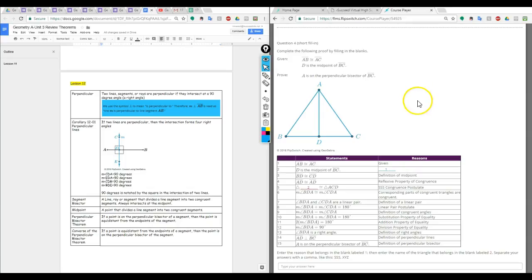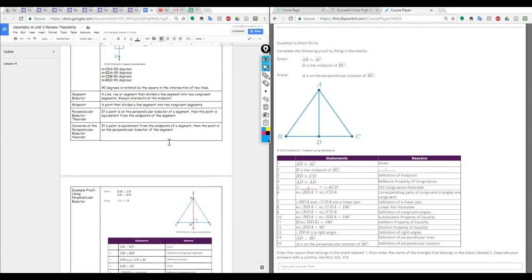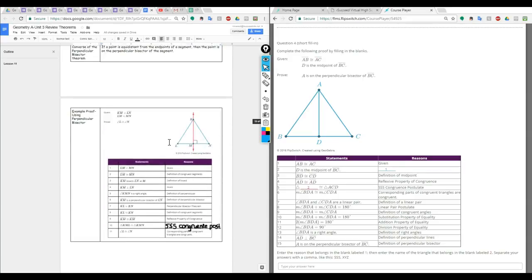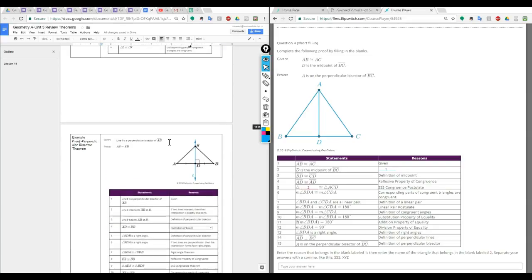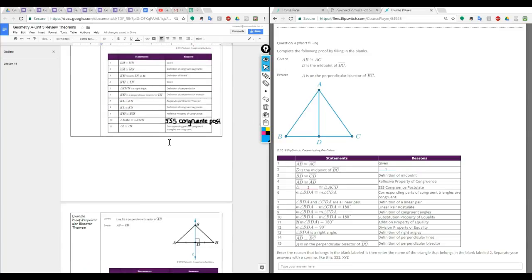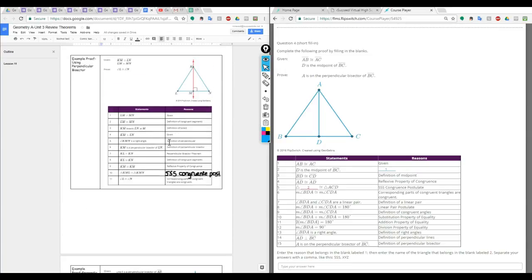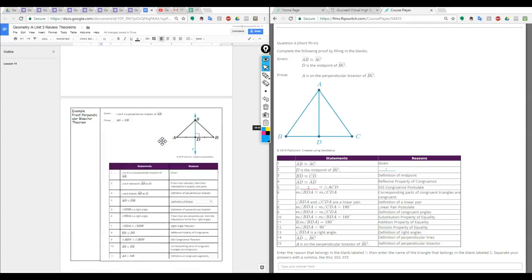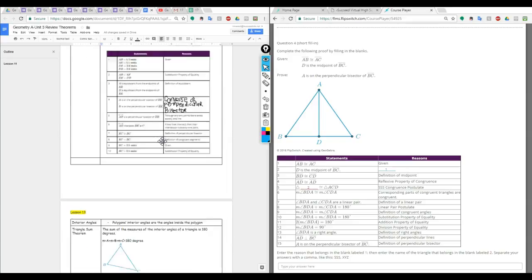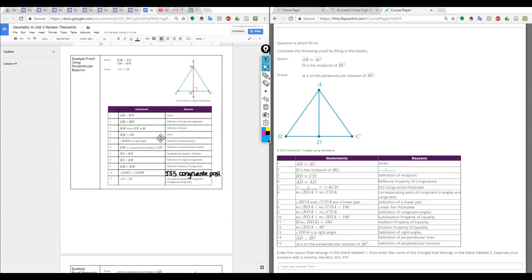So question 4, complete the following proof by filling in the blanks. Segment AB is congruent to segment AC. D is the midpoint of segment BC. So I'm going to look for an example that gives a similar scenario. Okay. So we need to prove A is on the perpendicular bisector of segment BC.